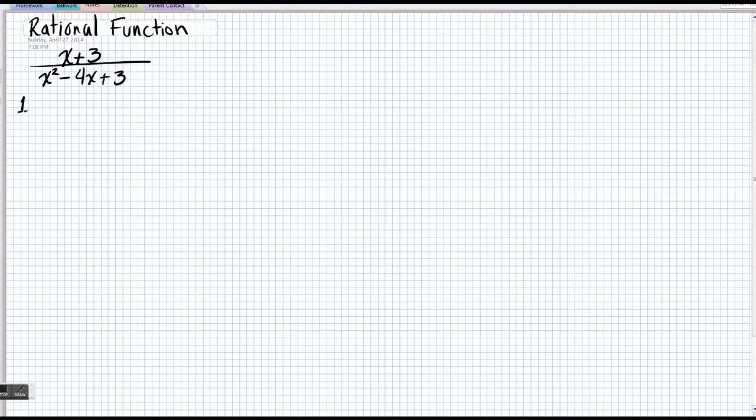Number one, horizontal asymptotes. Specifically, those are the asymptotes that go across the horizon from left to right. And it is the line that the curve approaches. So as the numbers get infinitely bigger, this curve will get closer and closer and closer to that specific line.